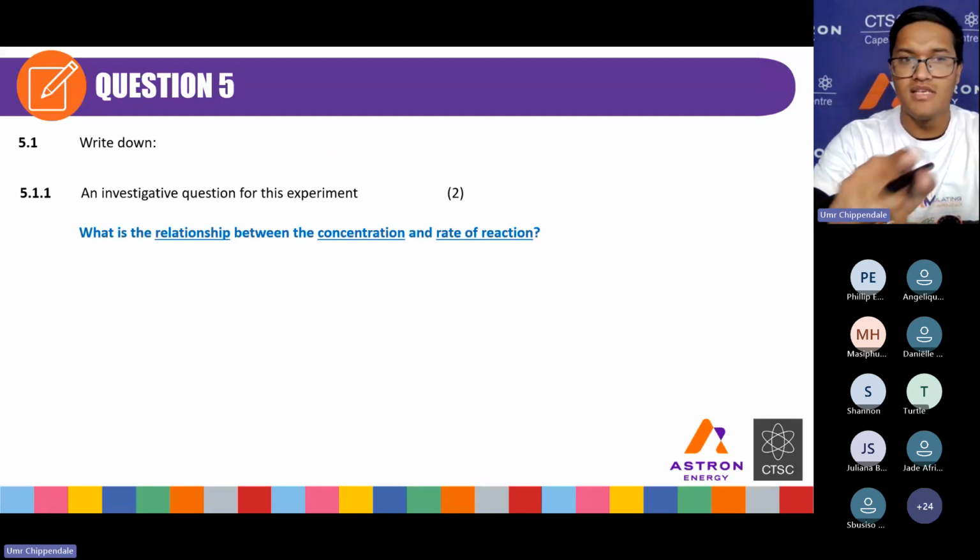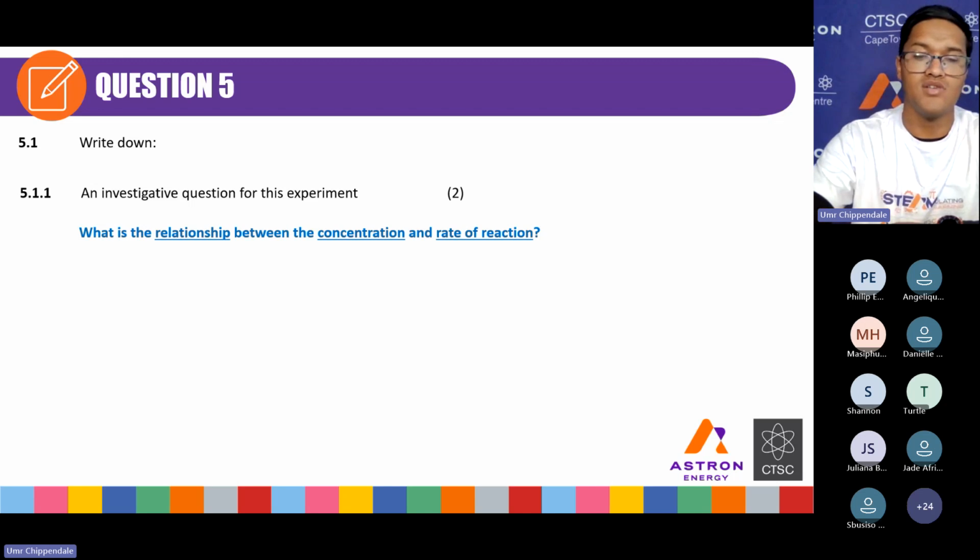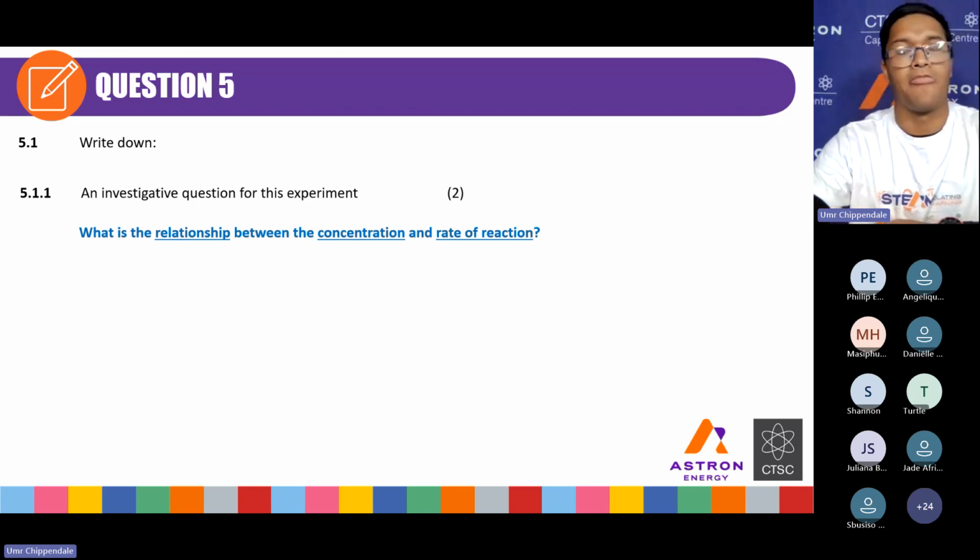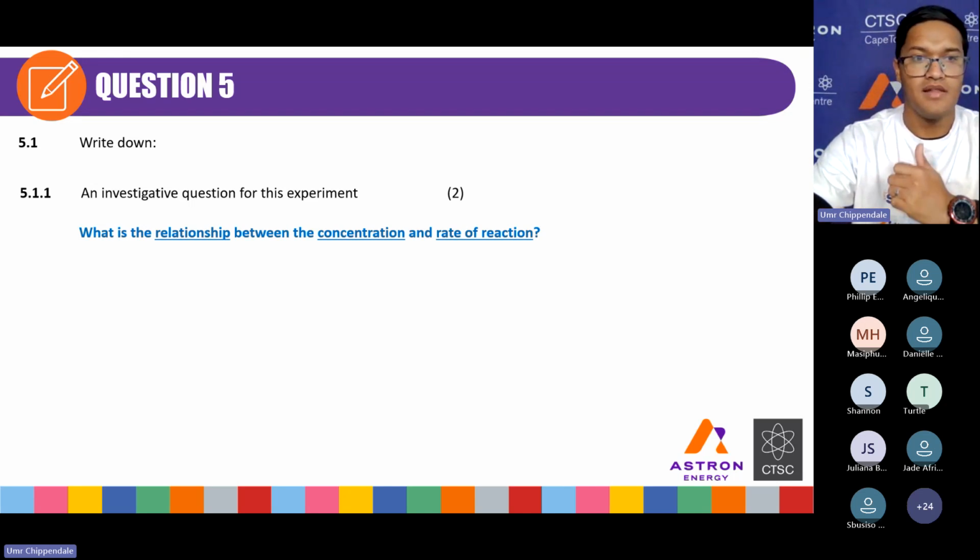And over here, you'll see I once again underlined which of these are the important words you have to have in your question. So the one will be relationship and the other one between what? So it's between the concentration and rate of reaction.